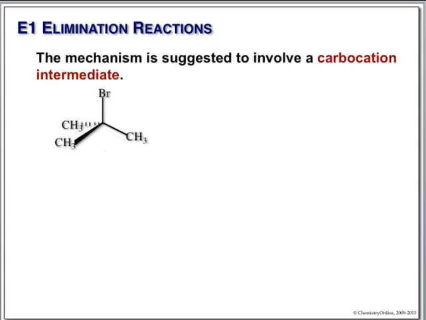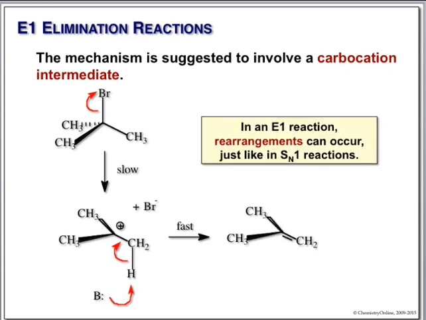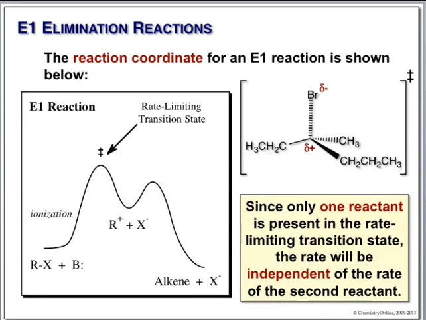Now, the E1 mechanism we've seen before. All that happens is we ionize, and the polar solvent promotes that. We get our carbocation, but instead of our nucleophile adding to give us an SN1, we simply pull off the hydrogen out here and make our alkene. Now, just like SN1 reactions, if you can do a rearrangement, it'll happen. Carbocations generate rearrangements. That makes a mess, but interesting. Our mechanism for this looks exactly like we had for SN1. Our slow step is the formation of the carbocation, and then pulling off the proton to give the alkene is fast. This is a classic E1 mechanism.